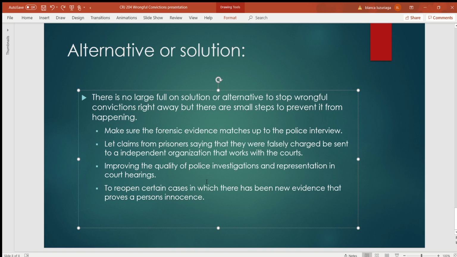So in this case, if there is new evidence that proves someone is innocent, especially if it's someone that is saying they're innocent while in prison, they should be given a second chance to reopen their case and use the new evidence that they have received to prove their innocence.